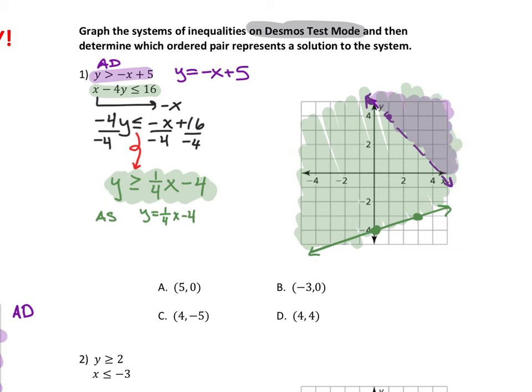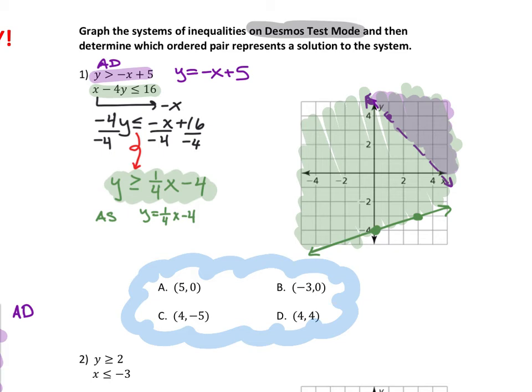Now the point here is we need to determine which of these ordered pairs in our answer choices is a solution to our system. Let's go ahead and plot all of the coordinate points on our graph. You can type these into Desmos if you wanted to. You can take each and every one of them and write them as a coordinate into Desmos, and it will plot them for you if you need assistance.